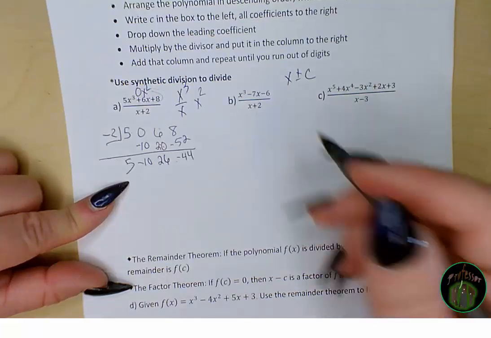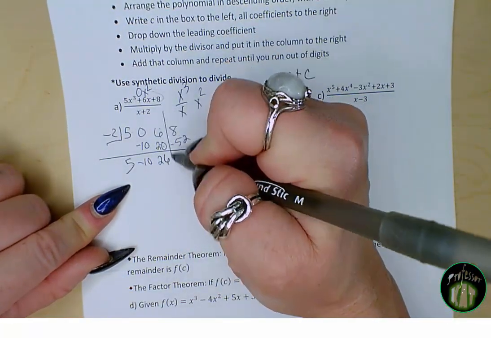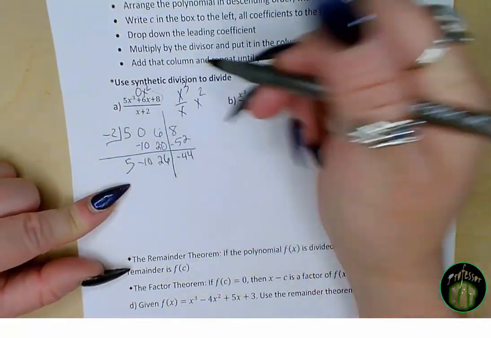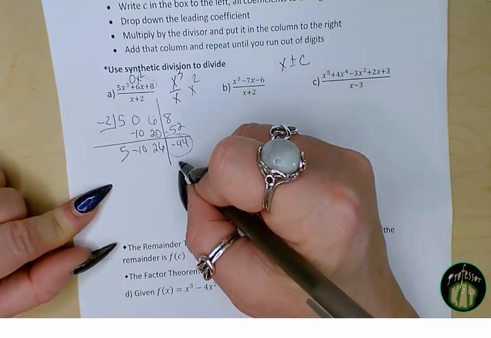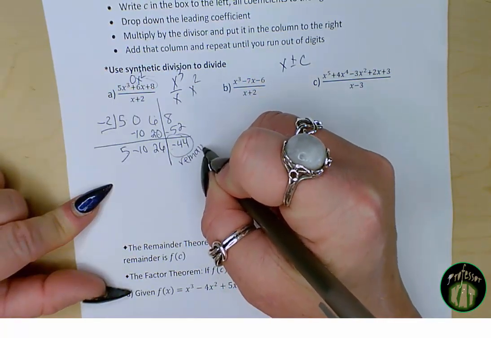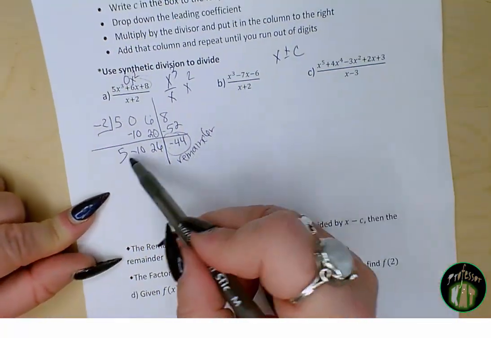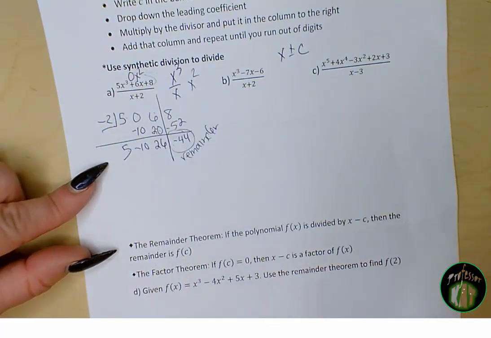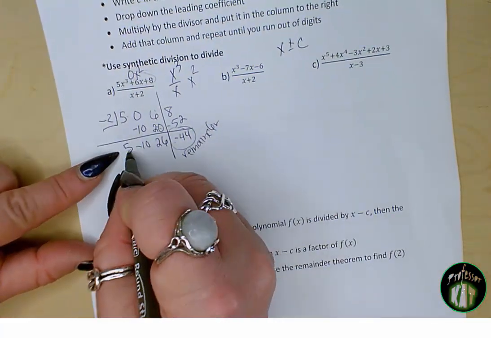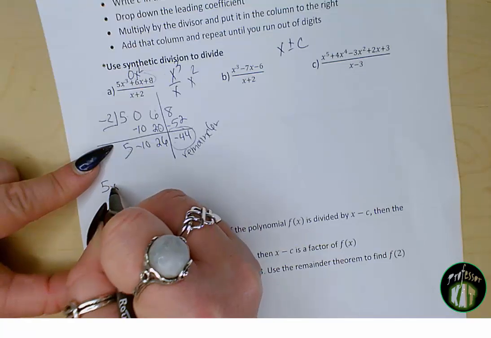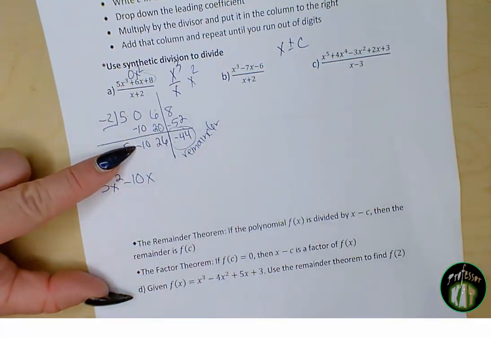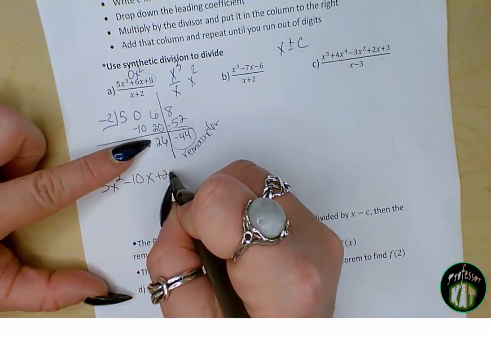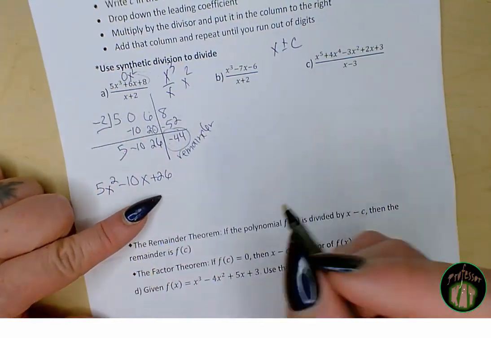Also, an important thing to remember is I tend to always mark off the rightmost column over here. The rightmost column, specifically the number in the bottom right corner, is going to be our remainder. So our solution is going to look like a quadratic equation. 5 is going to be the coefficient for our x squared. Minus 10 is going to be the coefficient for x. A positive 26 is going to be our constant.